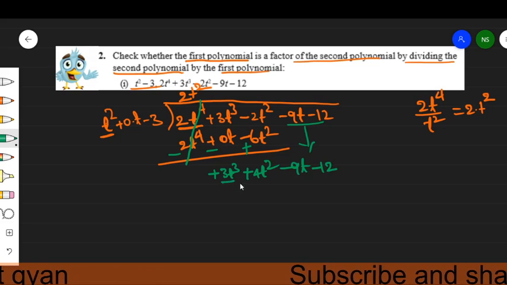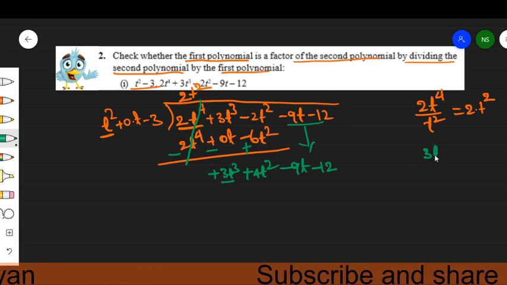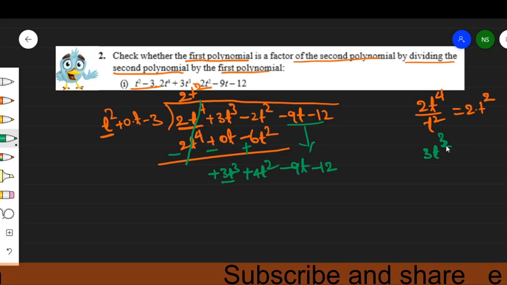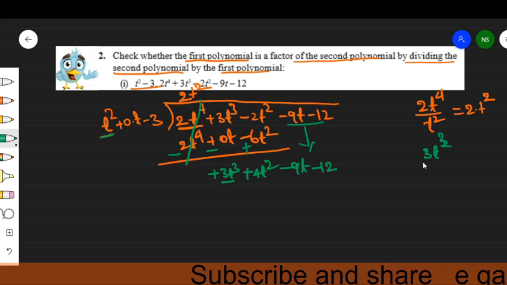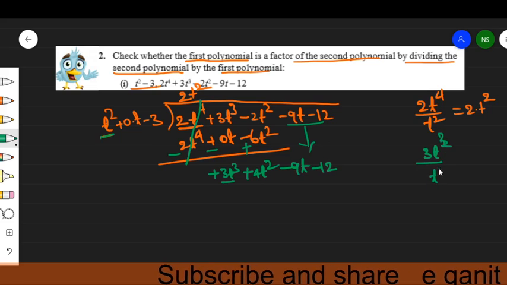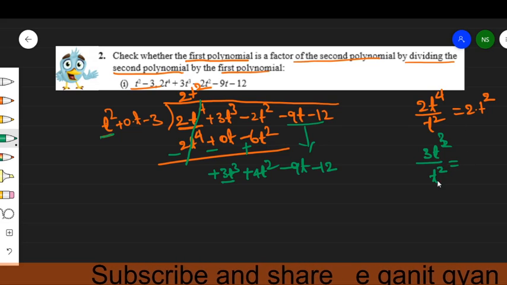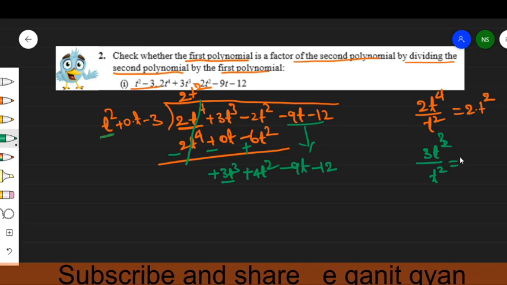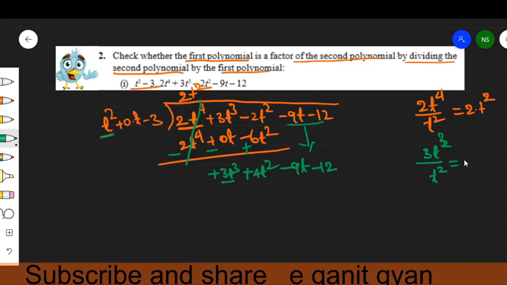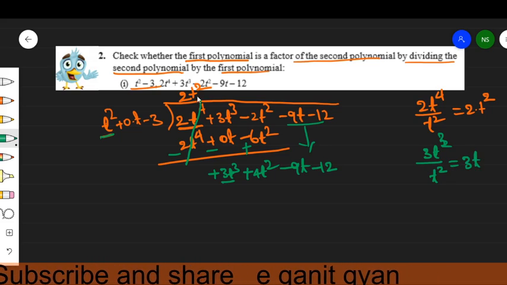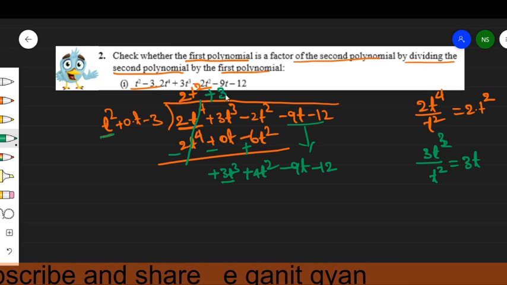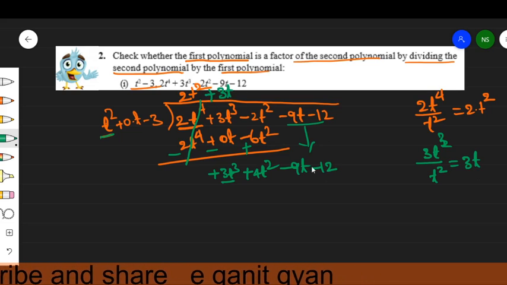Here take the first term again, 3t cube. Here also take the first term, and divide by t square. Now divide these two things using the same formula, a power m by a power n, a power m minus n, which is 3 minus 2. So we'll get 3t. Write it here, plus 3t, along with the symbol.